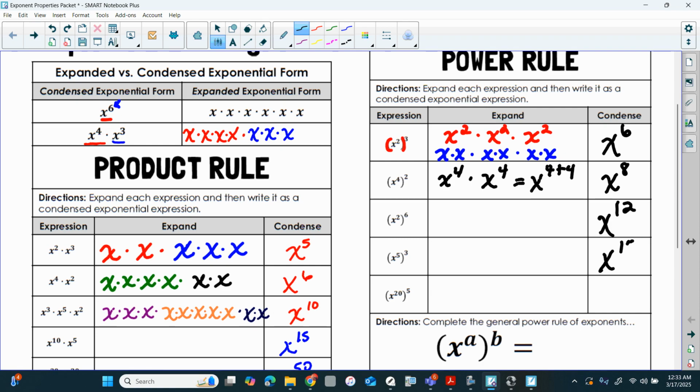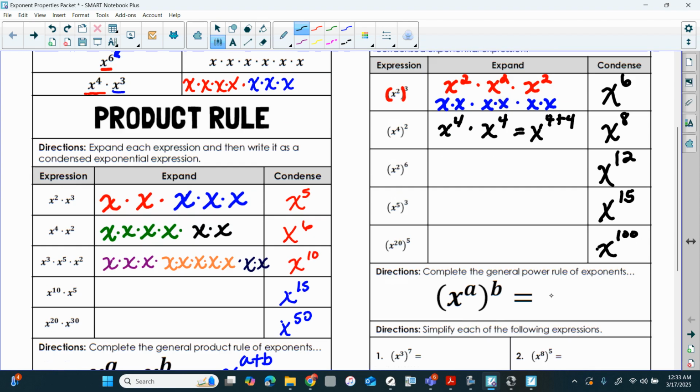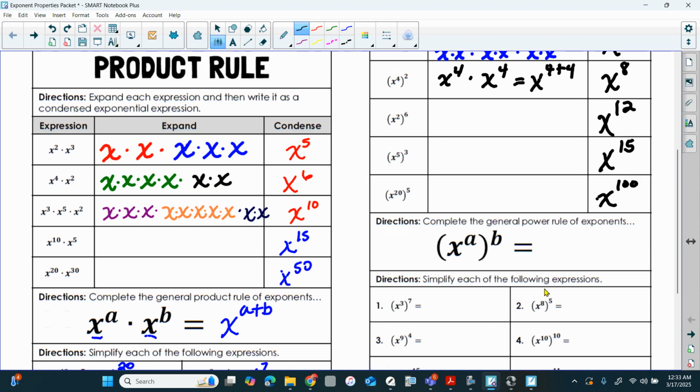So I don't want to do the expanded rule, especially when I get something real big like this, because this will be x to the 100th power. I don't want to write 100 factors of x. So our power rule for exponents basically says you take the base, which is the x, and now when I have an exponent outside the parentheses, we're going to multiply the exponents together.